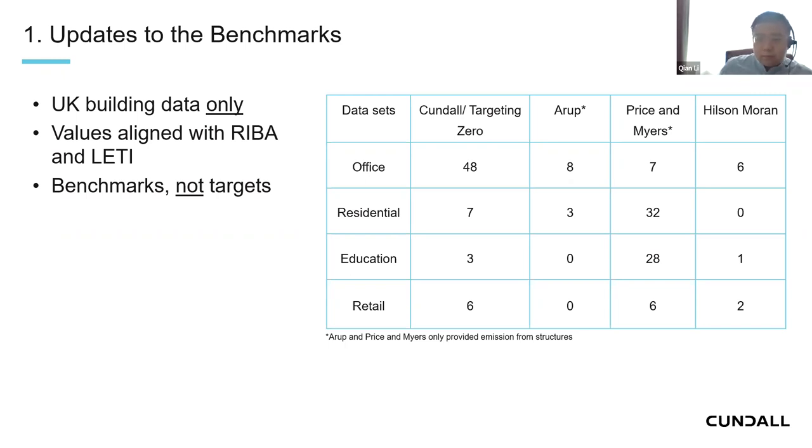You can see that most of the data comes from Condo Token Zero, Arup, Hilson Moran, and Price Myers. And Price Myers and Arup provided data for the building structures only, so it didn't include fittings, finishes, or MEP, et cetera. MEP is still based on the standard benchmark values we had from last time. But we did run some updates based on the building structure values received from those two companies.